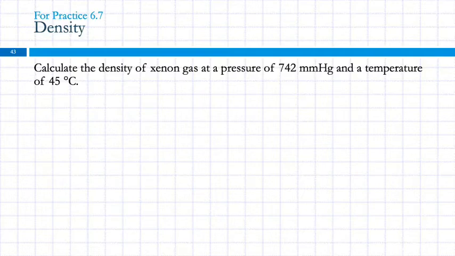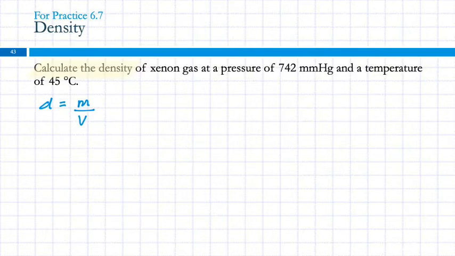Calculate the density of xenon gas at a pressure of 742 millimeters of mercury and a temperature of 45 degrees Celsius. So when I see this problem, calculate the density, my mind immediately goes to what is density? Density is the mass divided by the volume. So I need the mass of a sample of gas and I need its volume.